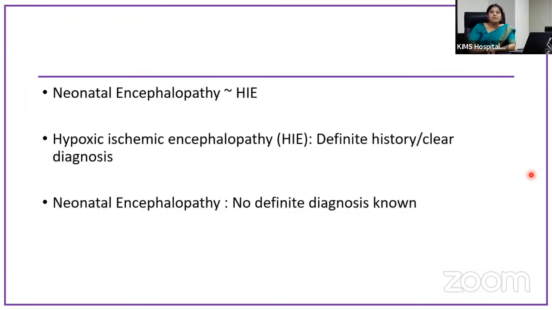So, neonatal encephalopathy is many times considered synonymous with HIE, but we need to understand that HIE, or hypoxic ischemic encephalopathy, has a definite history of hypoxia or ischemia, and there is a clear diagnosis. Now, HIE may be a part of neonatal encephalopathy, but not all neonatal encephalopathies are going to be HIE. The term neonatal encephalopathy is usually used in a context when we do not know a definite diagnosis at presentation. So kids who do not have HIE are going to be the ones who are evaluated as a neonatal encephalopathy case.